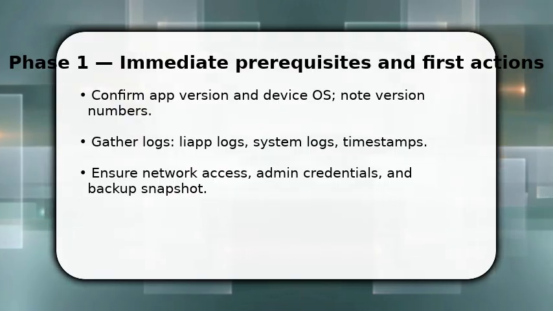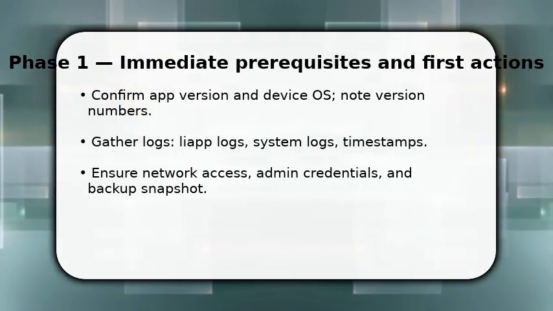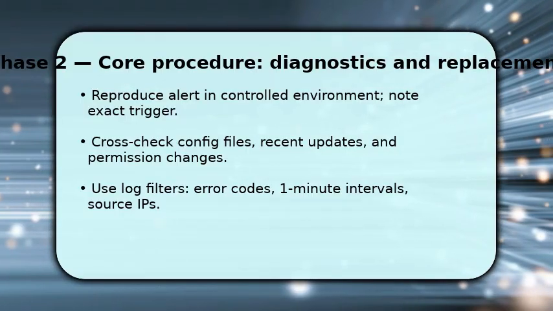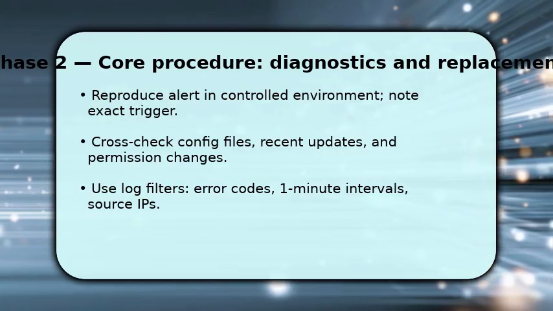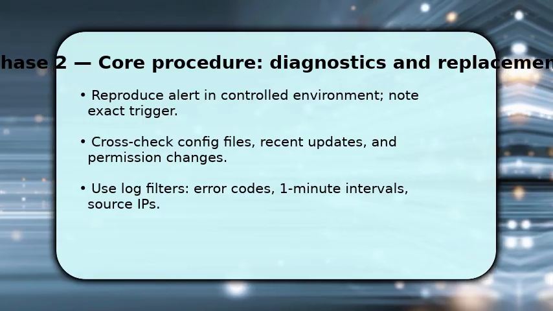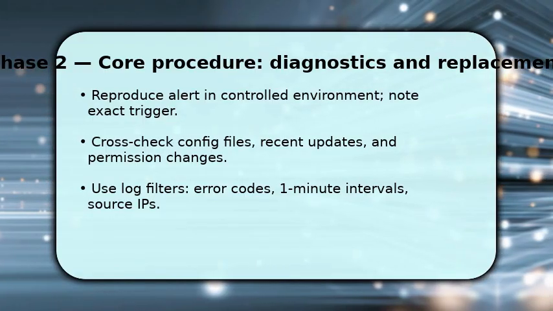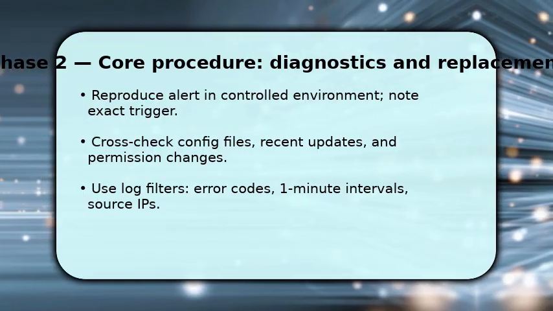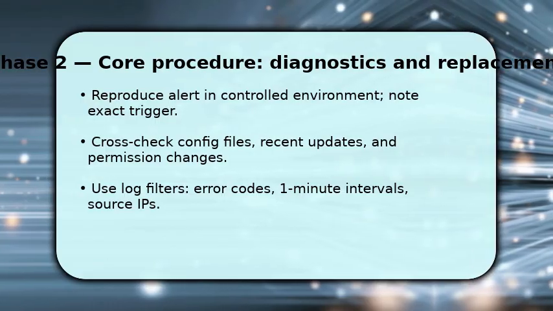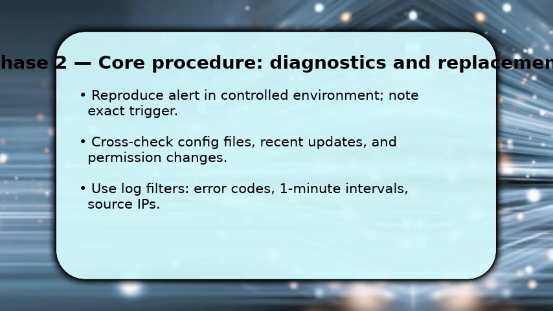You now diagnose the core problem by reproducing the alert in a controlled environment. This confirms whether it is deterministic. While reproducing, cross-check configuration files against known good templates and review recent updates or permission changes that could cause behavior shifts. Apply focused log filters by error code, 1-minute intervals, and source IPs to narrow the origin.